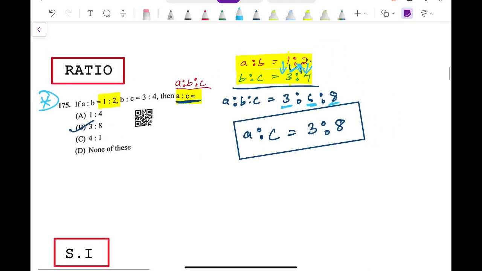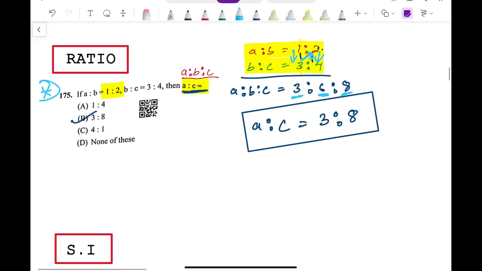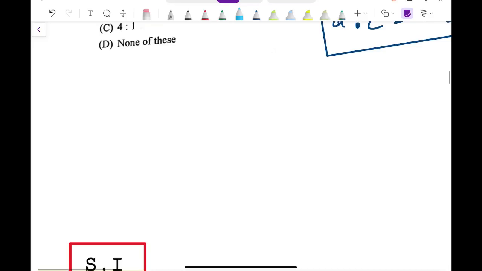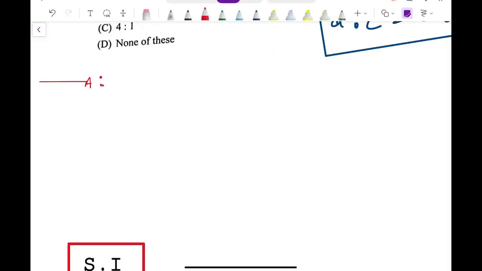So that is ratio. What if your ratio is given in terms of fraction? How do you do in that case? So let's take an example. Let's say A is to B is given as 1 by 2 is to 1 by 3, and B is to C is given as, let's say, 1 by 5 is to 1 by 3.